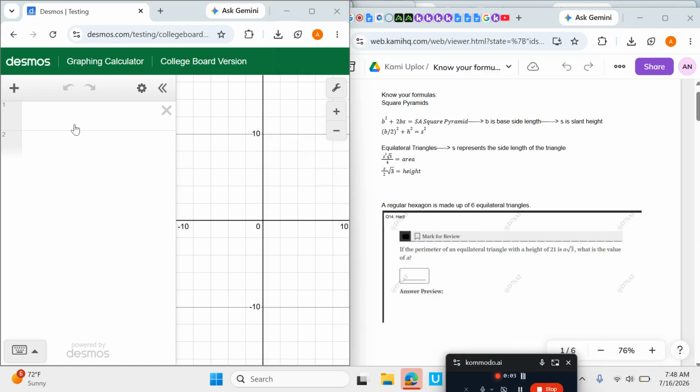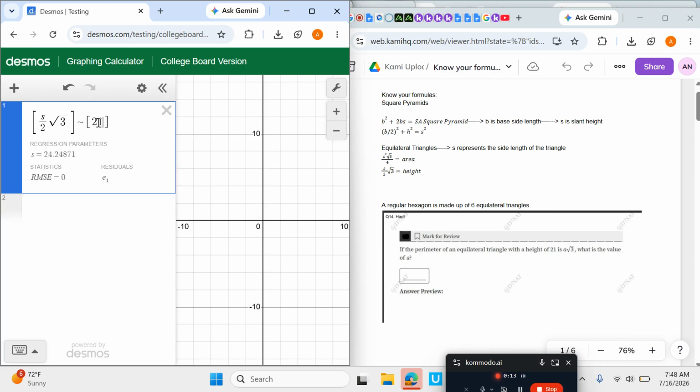All right, these problems are so easy. You just got to know the formulas, and we're just going to use the list method here. So I have the height. I just immediately do s over 2 square root 3, set that equal to 21. So I know my side length.